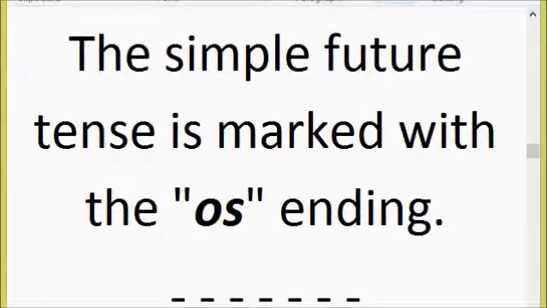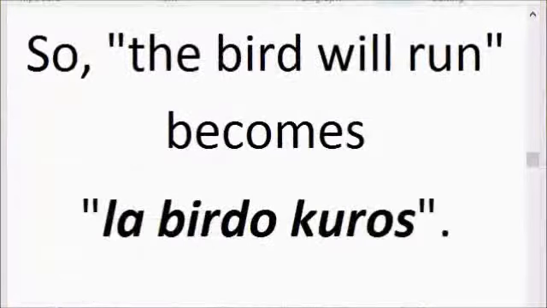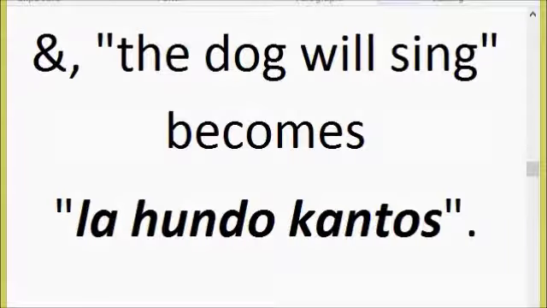The simple future tense is marked with the os ending. So the bird will run becomes la birdo corros, and the dog will sing becomes la hundo cantos.